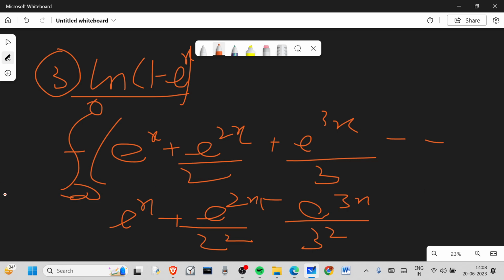Putting minus infinity, all will become 0, 1 negative outside, and we get again minus pi square by 6. Okay, that's a great thing.